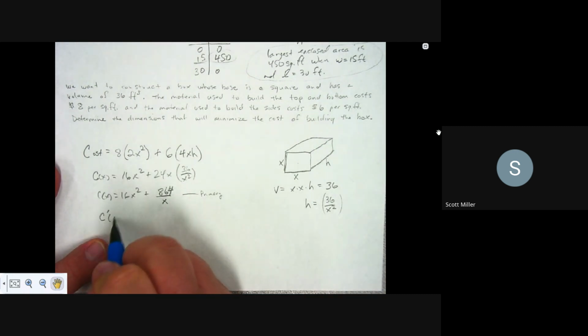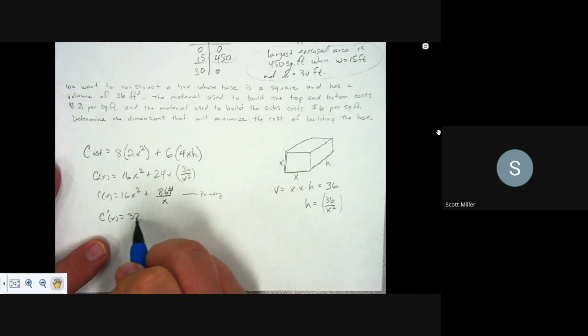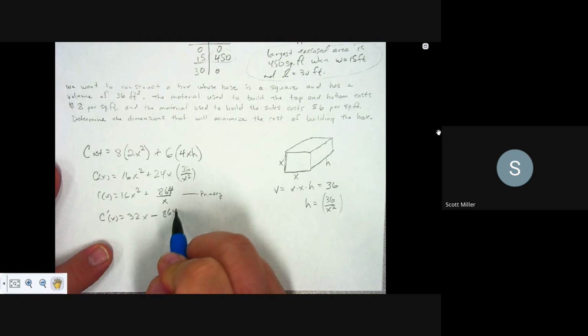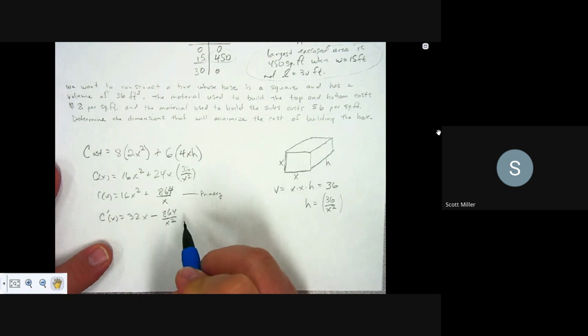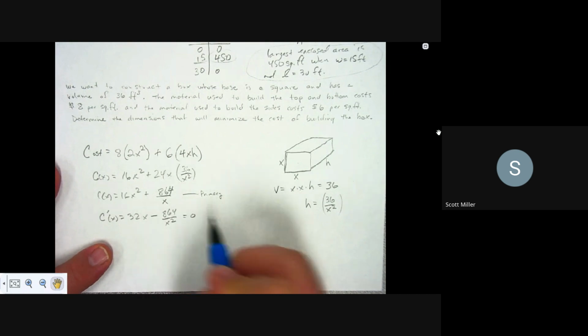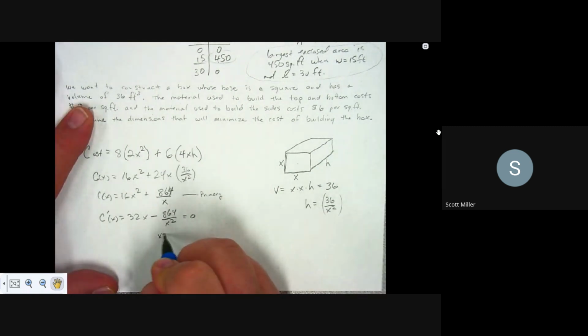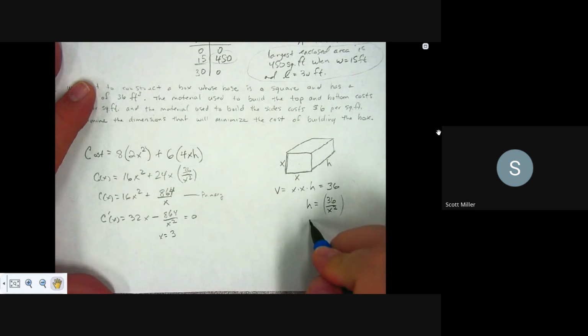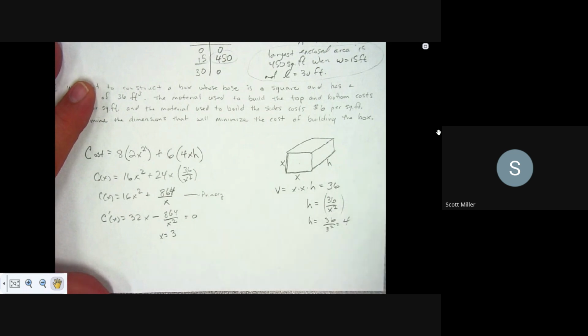So c prime of x is going to be 32x minus 864 over x squared. And I need to know when this is going to be equal to 0. And you can use a calculator to help you solve all this out. I did already. I ended up getting x equals 3. Okay? So if x equals 3, I can come over here and find h. 36 over 3 squared, and that will be 4.